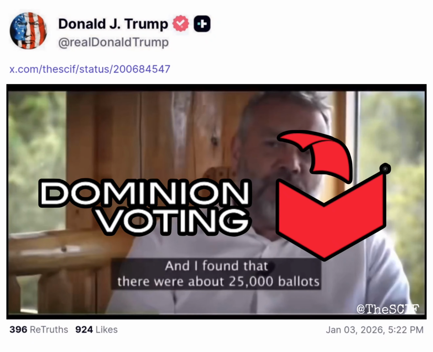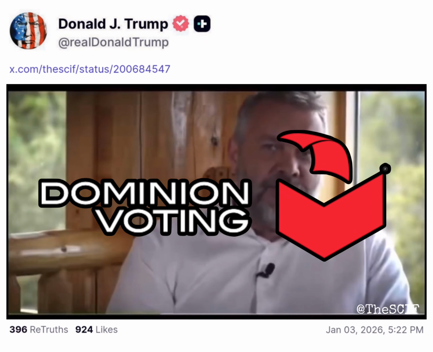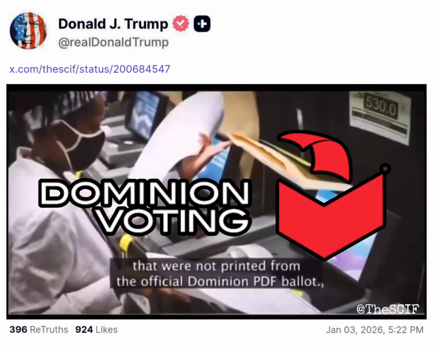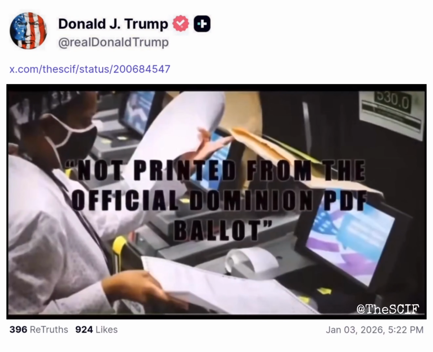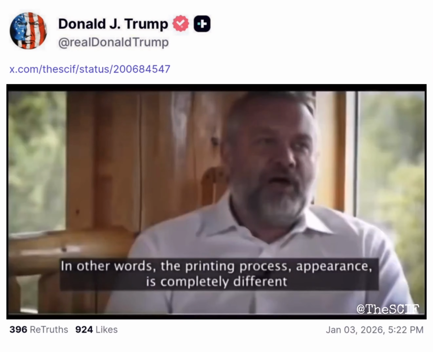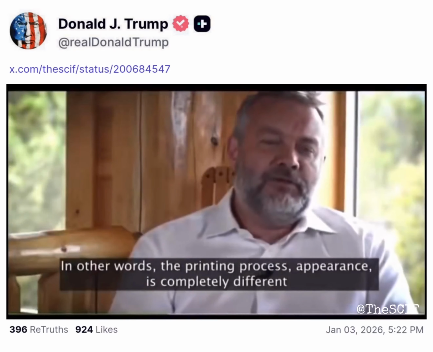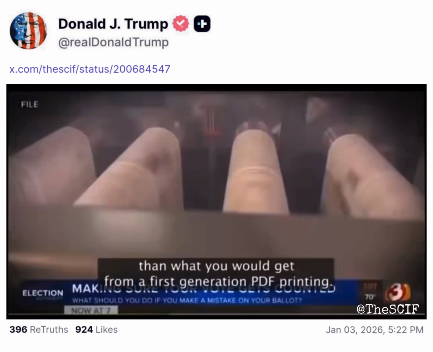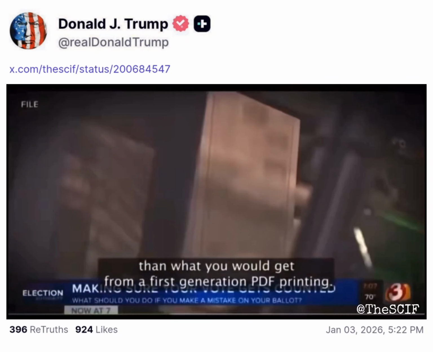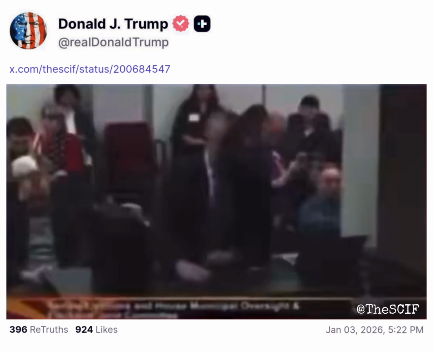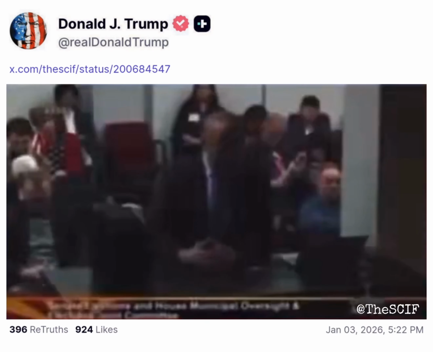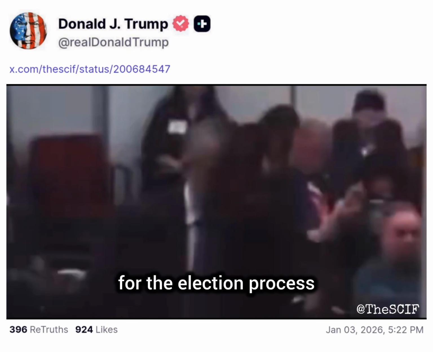I found that there were about 25,000 ballots that were not printed from the official Dominion PDF ballot. In other words, the printing process, appearance, is completely different than what you would get from a first-generation PDF printing. We had approximately 25,000 ballots that were not created from the PDF that is used for the election process.